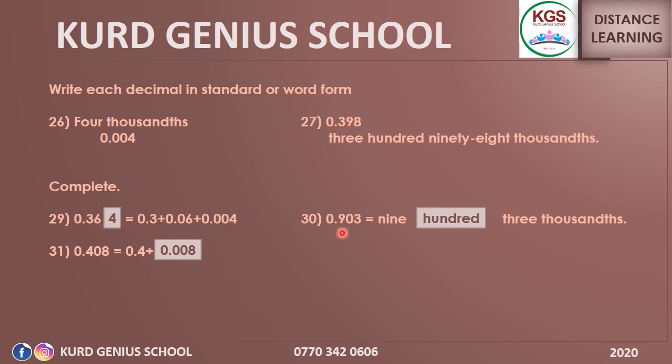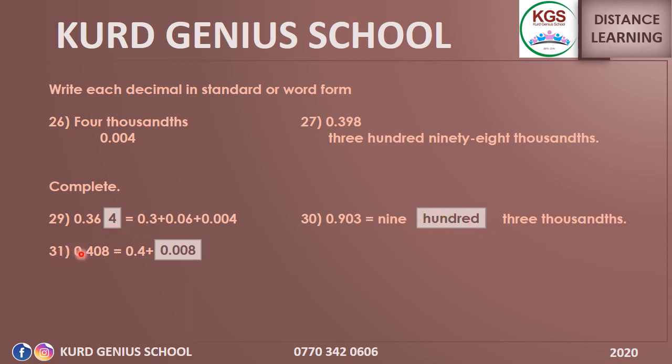Number 30. The number is written in standard form and word form. Here, this word is missing, but if we read the number, we know what we should write here. So since the number is 903 thousandths, then we should write 100 here.